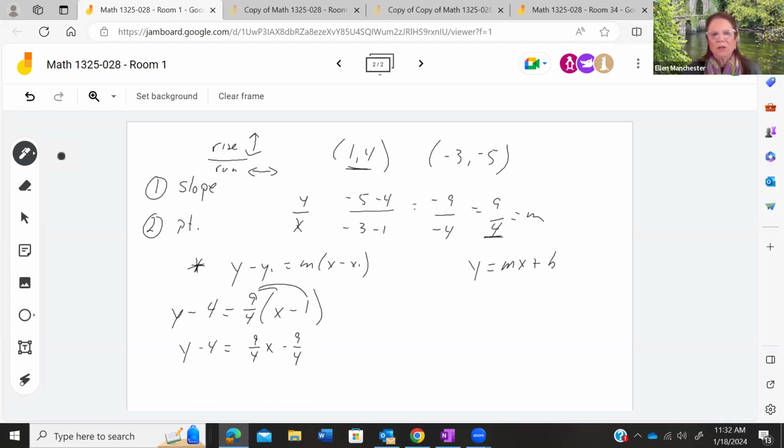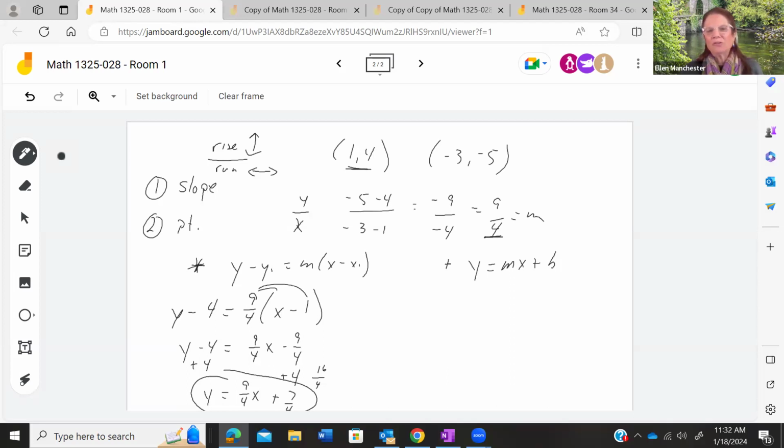I'm just distributing, right? Then when I add 4 to this, I get y equals 9/4 x, and then 9/4 plus 4. If you do it manually, 4 is the same as 16 over 4. Or if you do it with your calculator, it would be 7/4, so y equals 9/4 x plus 7/4. This is the easiest way to do it because it's done. I haven't done anything extra to it.